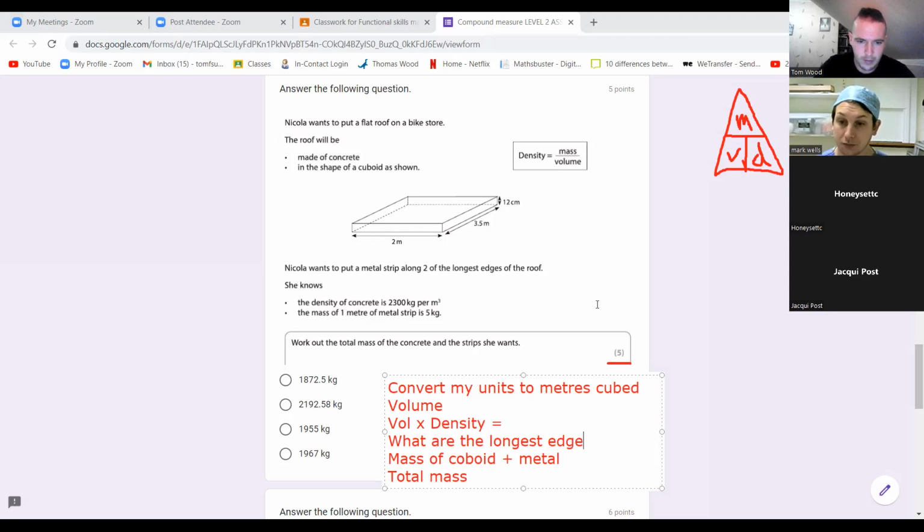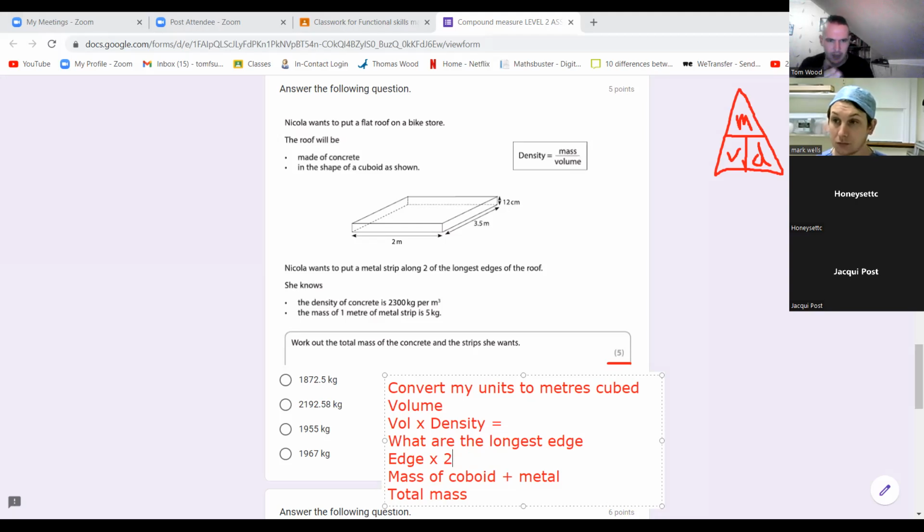And then we're going to obviously do edge times 2. That'll give us our answer there. And then we can actually work out the mass of that because it's already given to us. So this is the mass of 1 meter of metal is 5 kilograms. So they're telling us that for every meter that you have, that is 5 kilograms.